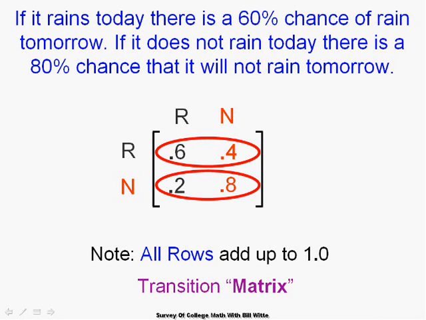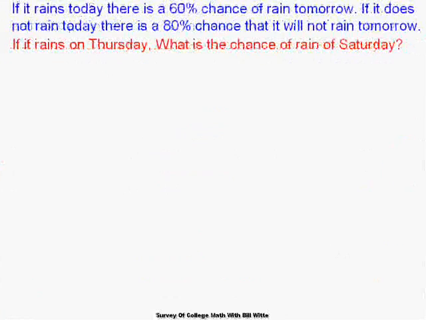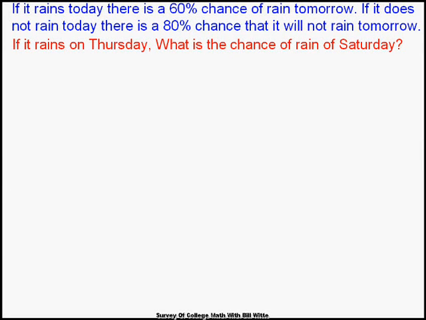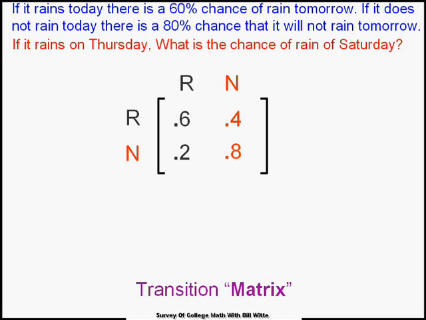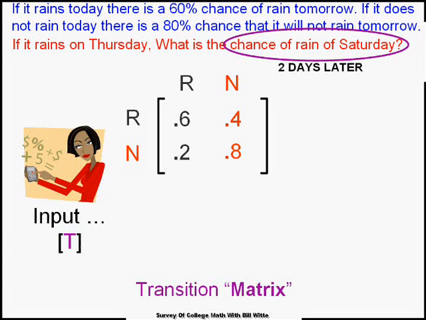Now, we use that transition matrix to answer questions about the future. For instance, in this case, we had a chain of transitions. Same information. If it rains on Thursday, we wanted to know the chance of rain on Saturday. 2 days later, 2 transitions later. So we bring back our transition matrix, and what did we do? 2 days later, well, I hope you remember, we had to input it into the calculator, which we'll get plenty of practice with later, so I won't have you do it. I'm just trying to remind you.